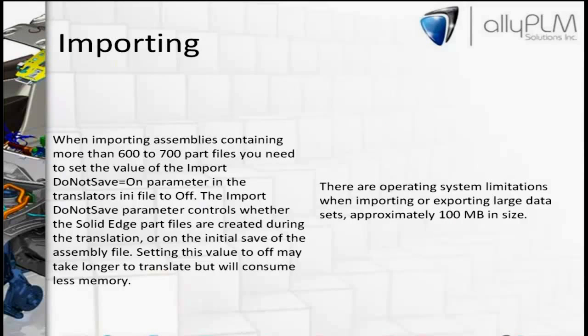There are a few things to note when you're importing as far as the number of part files and the size. So if you're importing 600, 700 parts or more, what'll help you is if you turn off the import do not save parameter. So you'll set that to off inside of the INI file for the translator. If you don't know, an INI file is where they save the options that you set when you run a translator. Each translator will have its own INI file, and inside of that they'll have options that you can set.